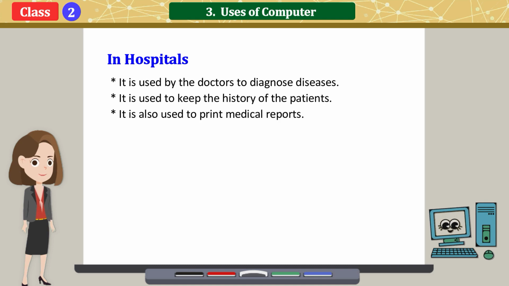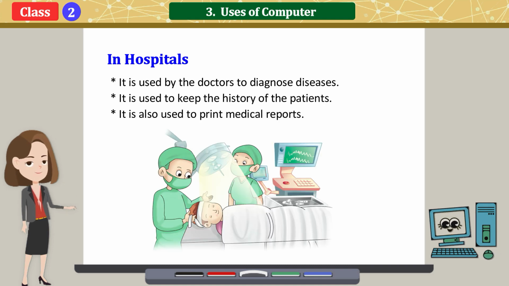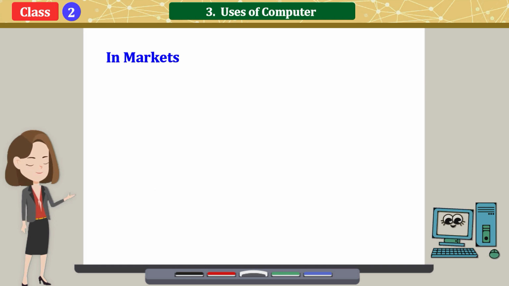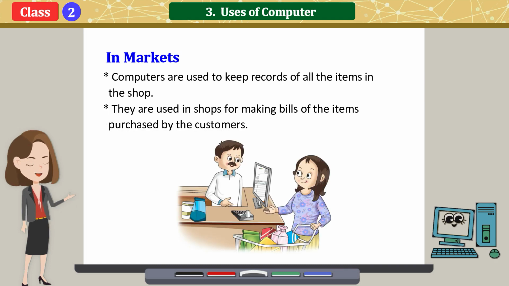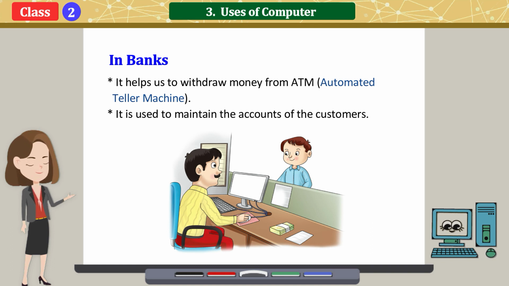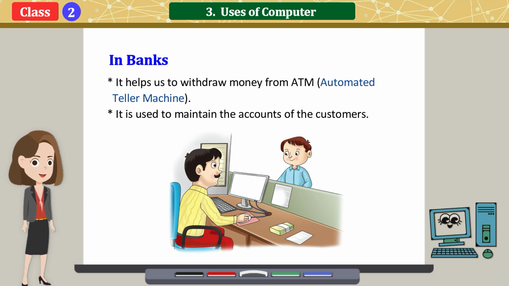In hospitals, it is used by the doctors to diagnose diseases. It is used to keep the history of the patients. It is also used to print medical reports. In markets, computers are used to keep records of all the items in the shop. They are used in shops for making bills of the items purchased by the customers. In banks, it helps us to withdraw money from ATM. It is used to maintain the accounts of the customers.